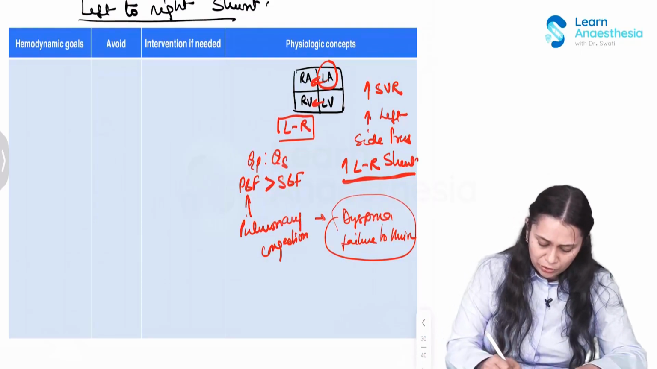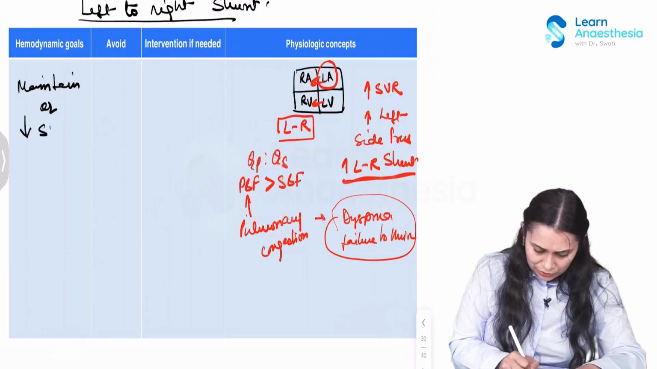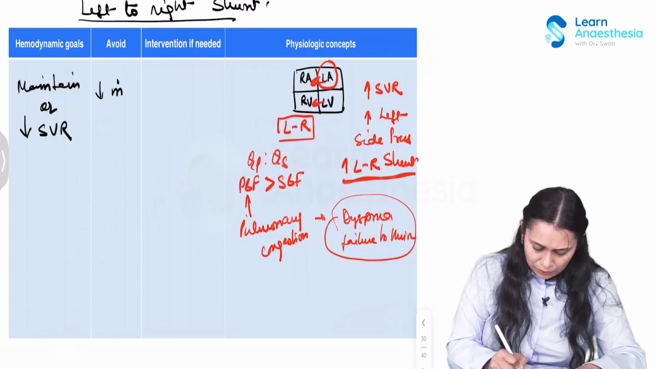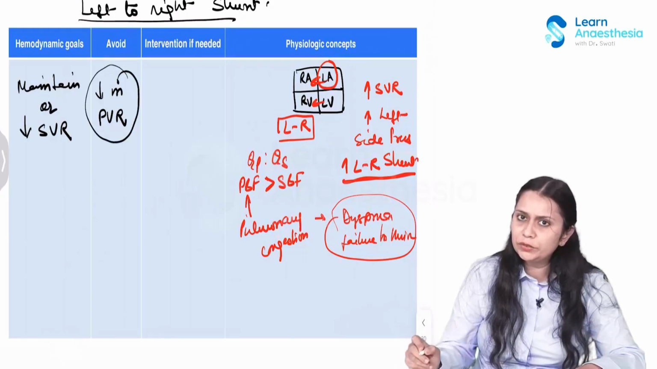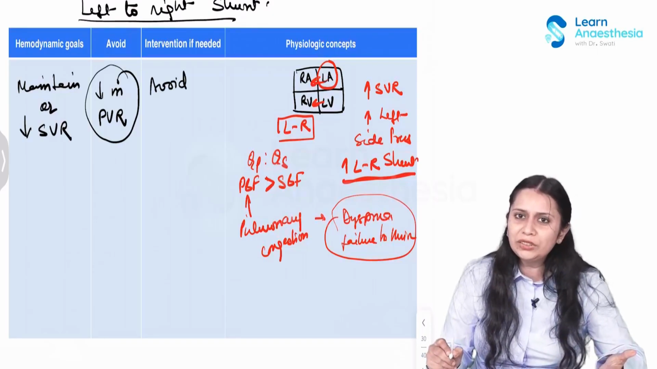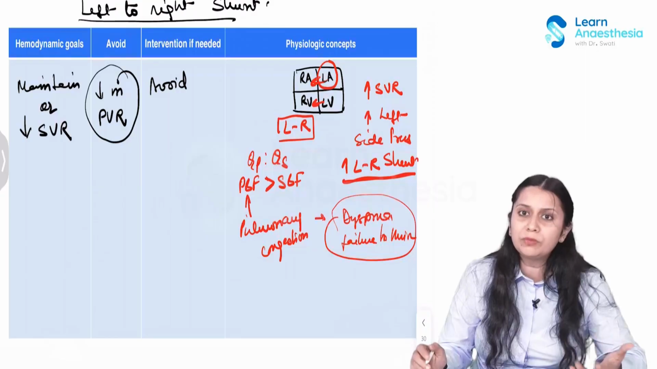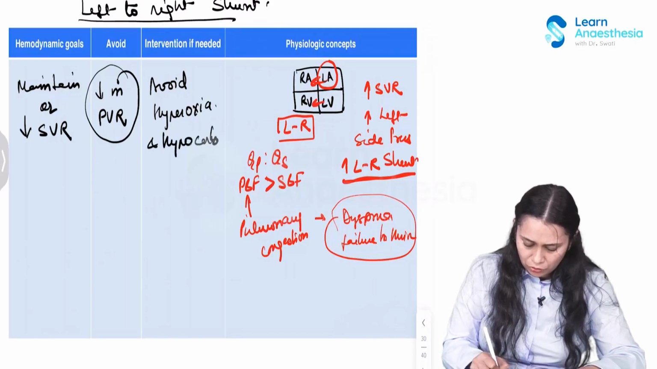So what is our hemodynamic goal? Hemodynamic goal is to maintain or decrease systemic vascular resistance. What should we avoid? Avoid a decrease in pulmonary vascular resistance. So to avoid a decrease in pulmonary vascular resistance, what should we do? We should avoid hyperoxia. Increased oxygen concentration decreases PVR in the most effective way. So avoid hyperoxia and hypocarbia.